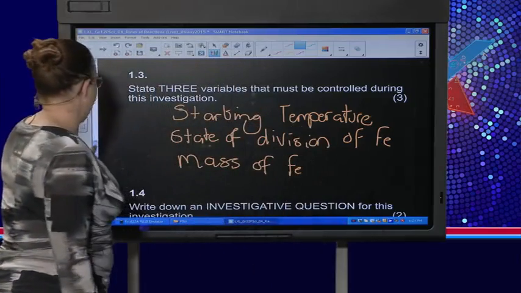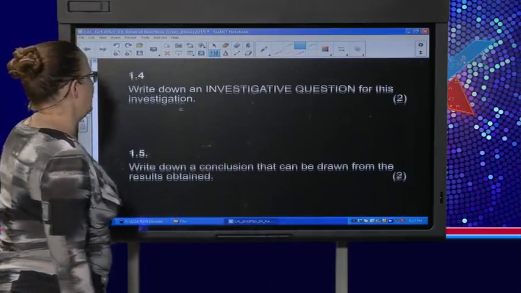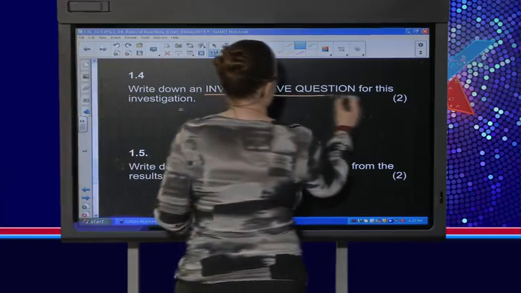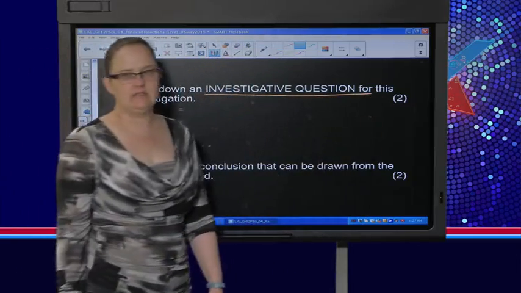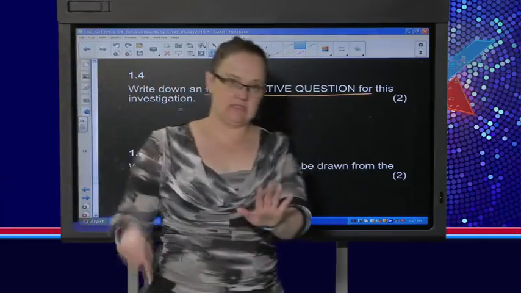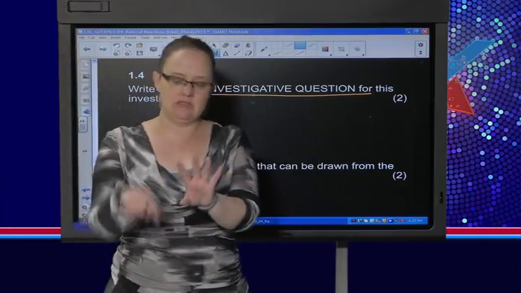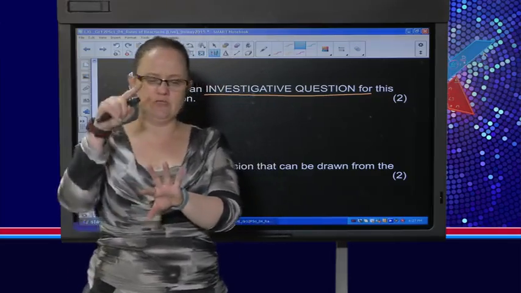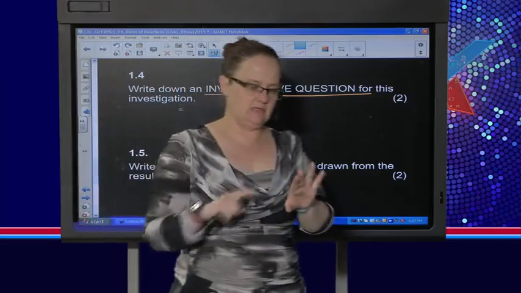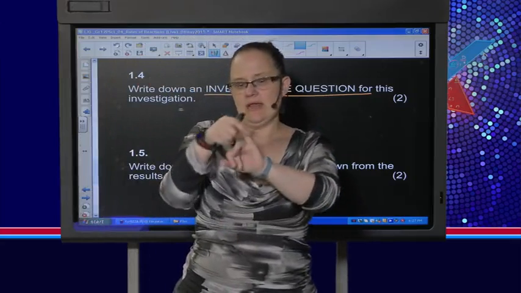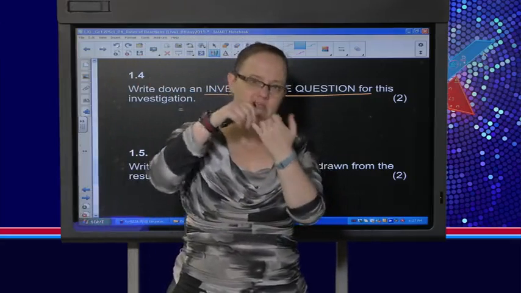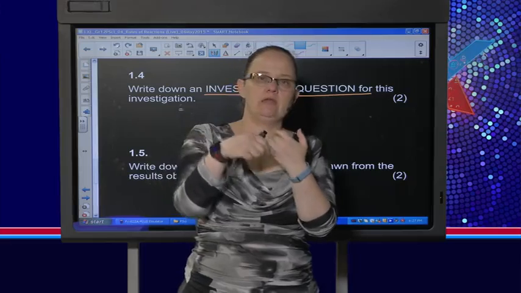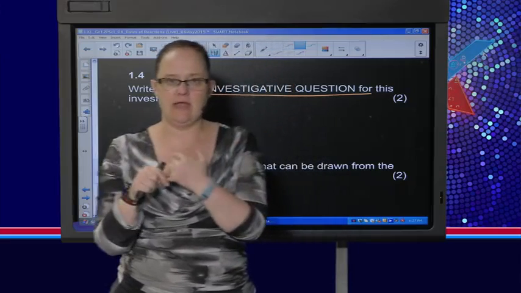Okay, now, write down an investigative question. We love this, for this investigation. So now we've just discovered what we need to keep constant: the temperature, the mass, and the state of division of the ion. We're looking at how concentration of the sulfuric acid affects the rate of reaction.